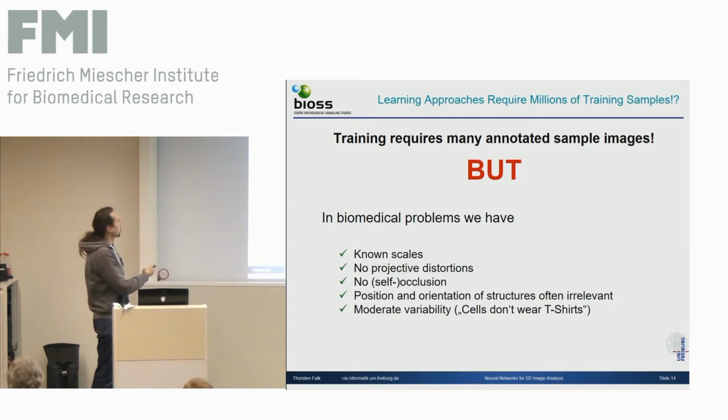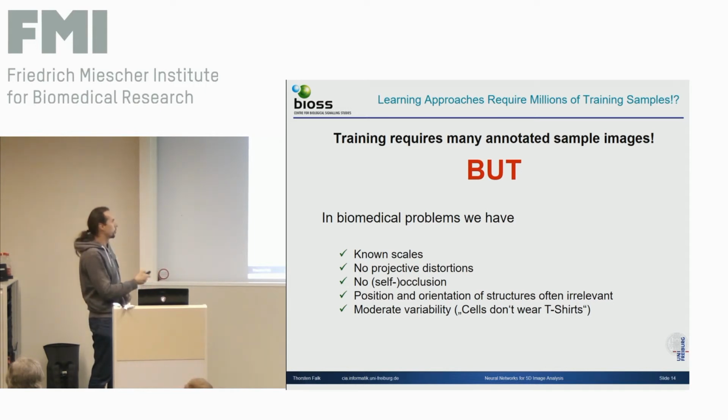Good. What can we use here? So we know the scales of our cells. We know the resolution of a microscope. We know there are no projective distortions compared to photographs, for example. We have no self-occlusion. We only have some absorption maybe, or cells may be next to each other or behind each other, but normally it's not so problematic. In EM, you don't have the problem at all.